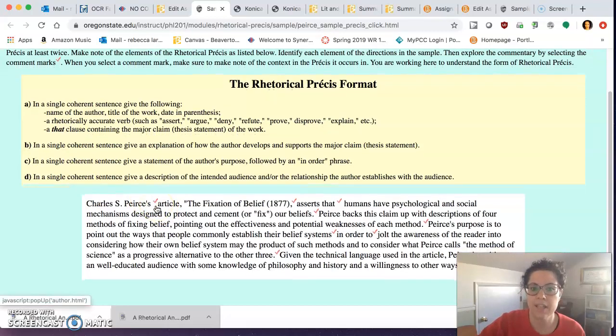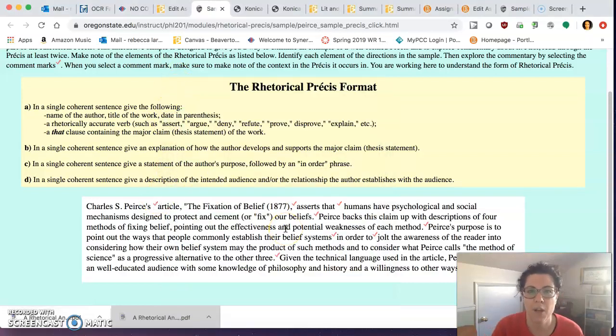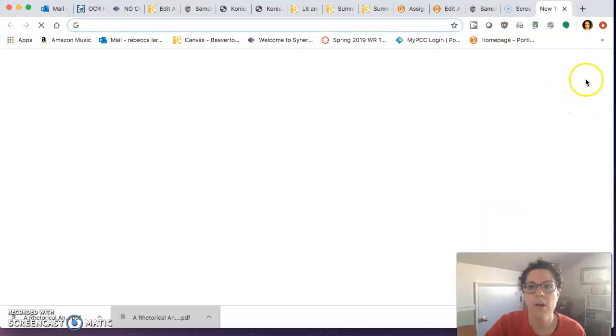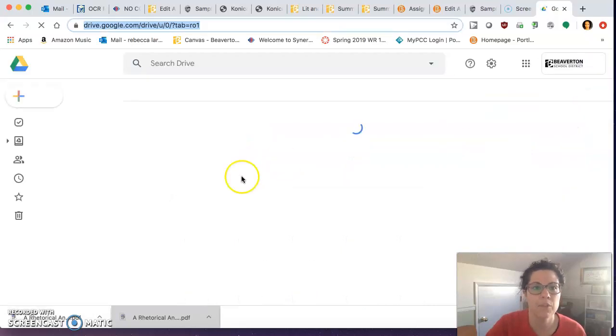So this one has a different example, and you can kind of click on each one and it'll remind you, like, hey, make sure you start with the author's name. This is describing blah, blah, blah. These background details are relevant, blah, blah, blah. So hopefully these two things will help you. And I will also pull up, I'm sorry, I didn't do it already, I will also pull up my Google Docs of my Rhetorical Precis that I will show you here.